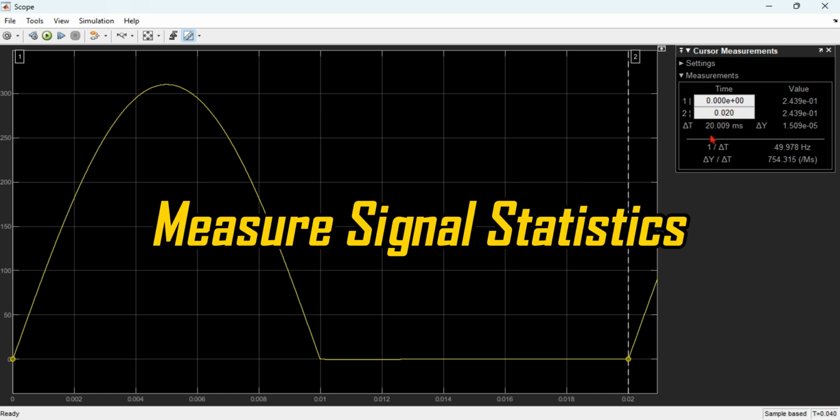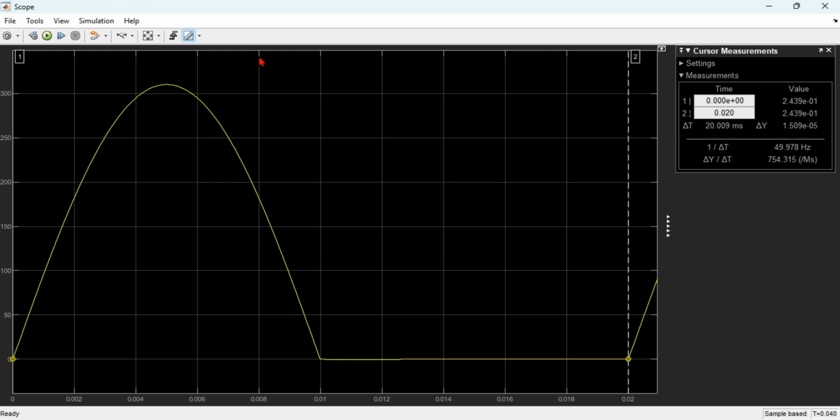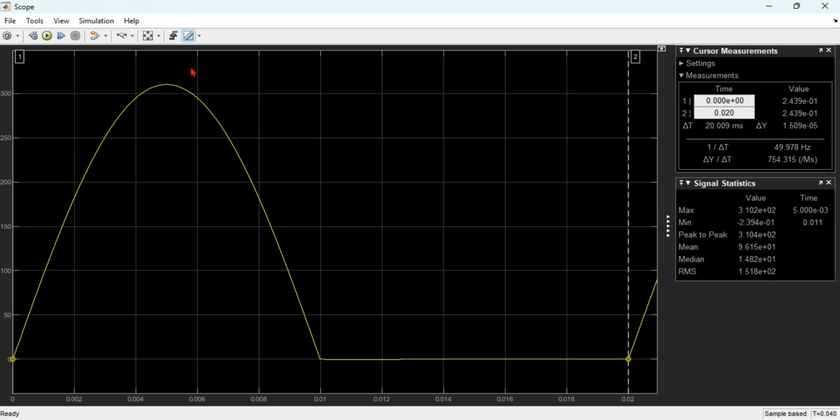Measure signal statistics. To make further measurements, go to Signal Statistics. This will show us different parameters for the voltage waveform that are maximum or peak voltage, minimum voltage, peak-to-peak voltage, mean voltage, root mean square or RMS voltage.